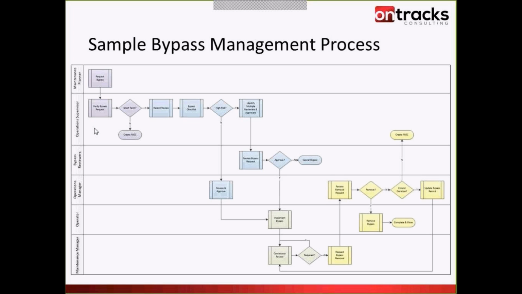Your organization may require that any bypass requests over a certain risk level require approval from specific roles, such as an operations manager or a facilities manager prior to implementation. And maybe those bypass requests that have a lower risk can be reviewed and approved by other individuals. Once that request has been reviewed and approved, the bypass can then be implemented, so again, down to the green boxes.